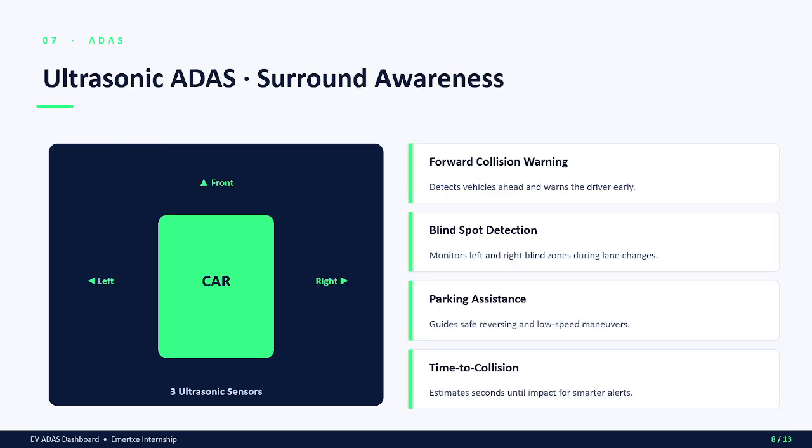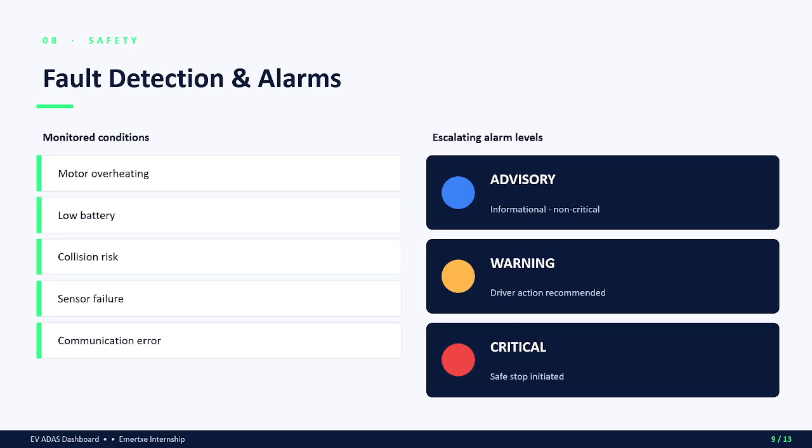Ultrasonic ADAS. Three ultrasonic sensors continuously monitor the front, left, and right sides of the vehicle. Based on obstacle distance, the system provides forward collision warning, blind spot detection, parking assistance, and time to collision calculations for improved safety.